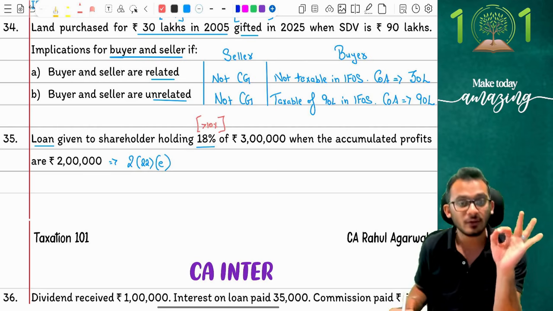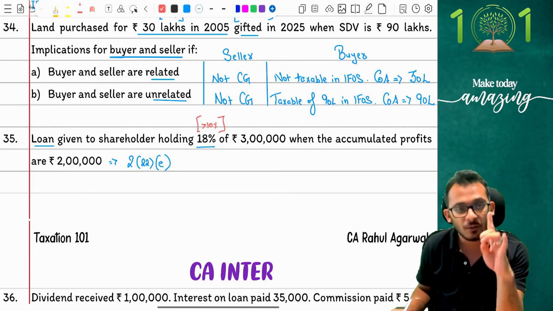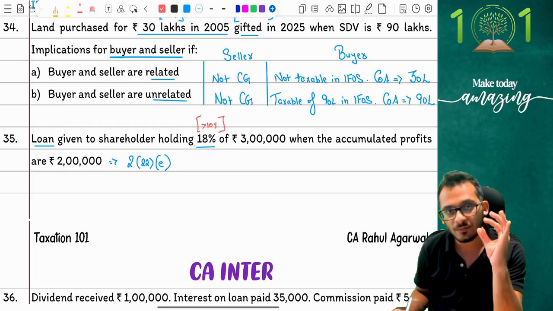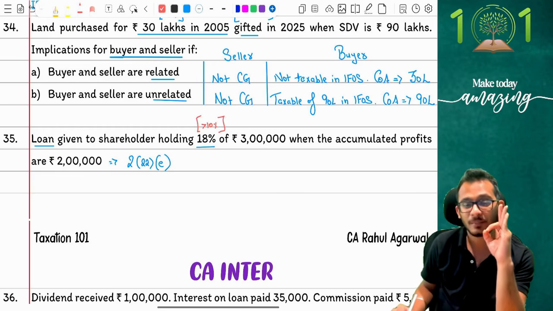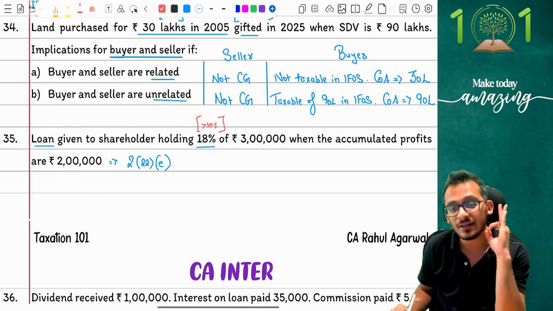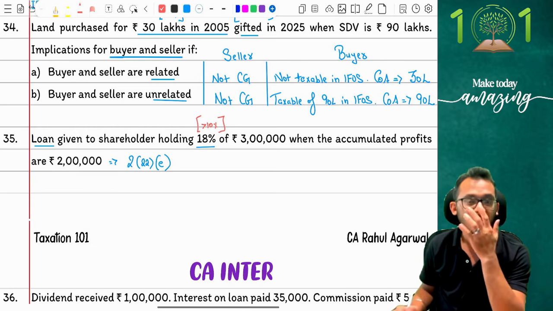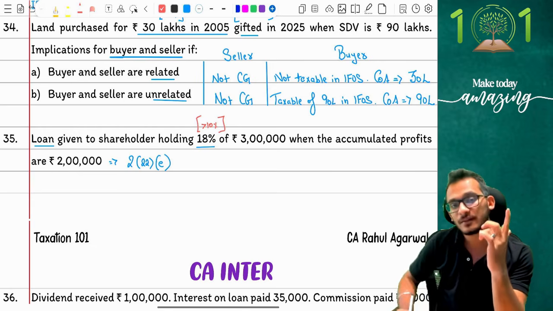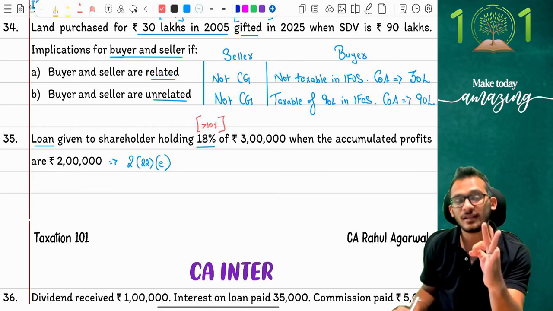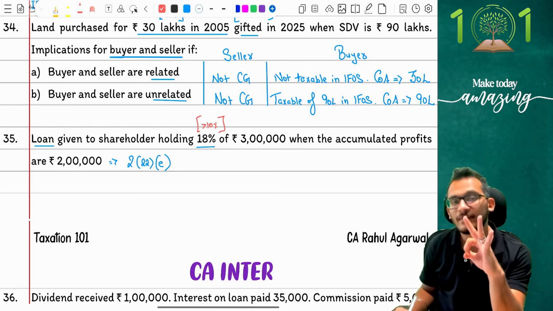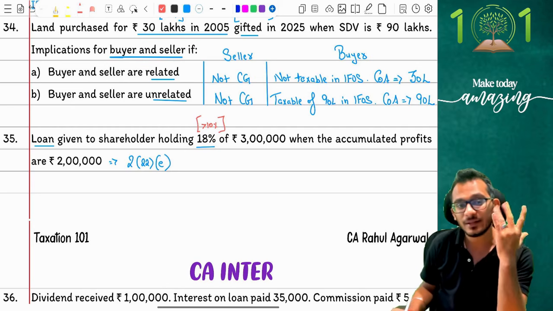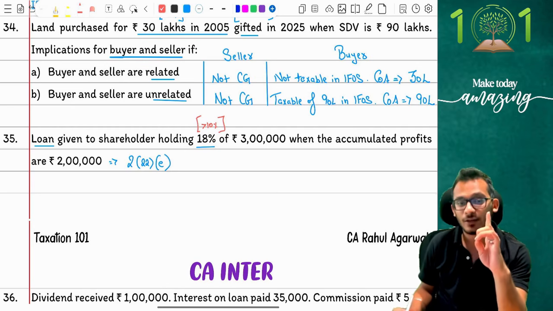should not receive any loans and advances from its company. If you are going to receive any loans and advances from the company, whatever loans and advances you received from the company will be taxable as deemed dividend to the extent of accumulated profits. I'm repeating myself once again. Any shareholder receiving more than 10% holding, if they receive any loans and advances from the company, then whatever money they receive will be taxable as deemed dividend to the extent of company's accumulated profit.